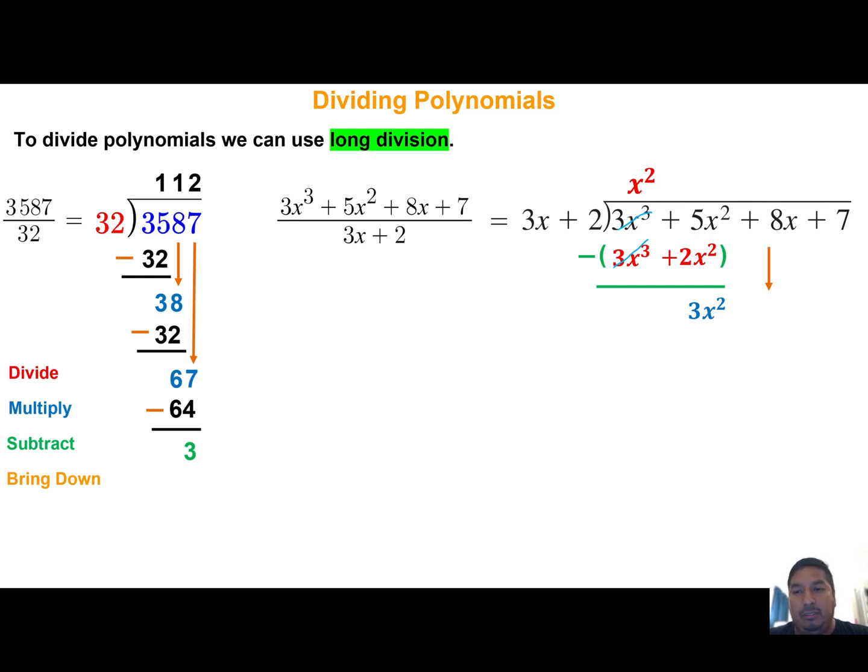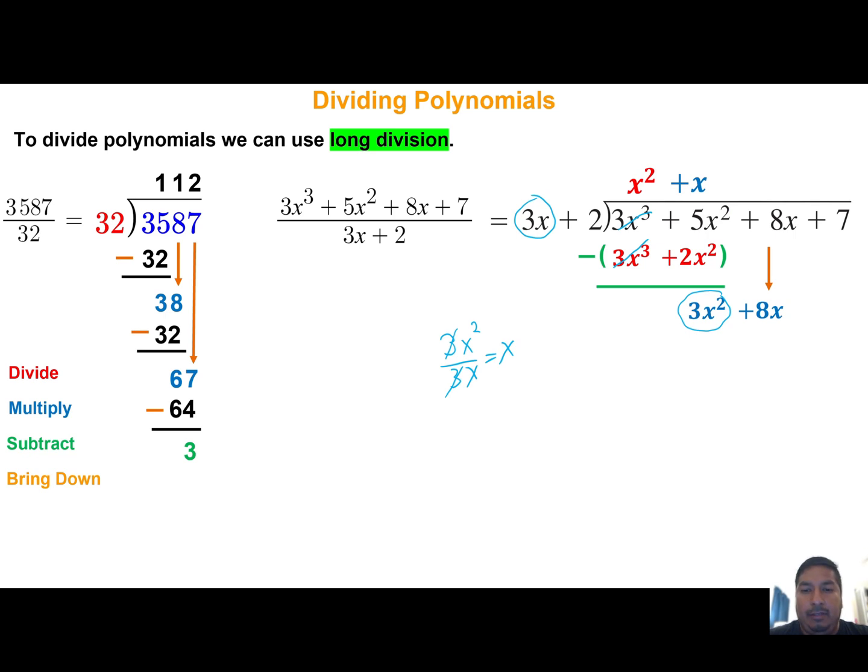Now we bring down the 8x. Now we repeat the whole process again. Now we divide once again. But like before, you're just looking at the first term. So you take this term, set them up separately, and divide them. So 3x squared over 3x. Simplify this. In this case, the 3's cancel, and we're left with just x. So x is going to go up top.